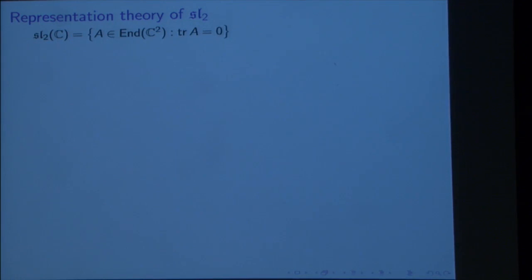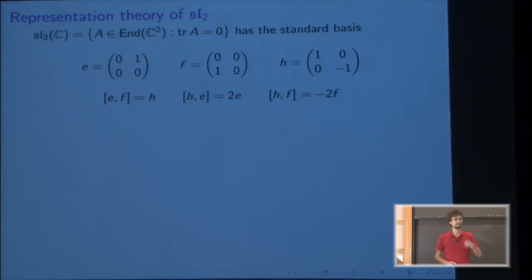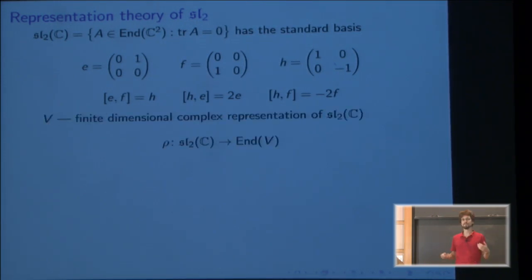So what is SL2? SL2 has 3 dimensions, spanned by these 3 vectors. That's the standard basis, E, F, and H. Essentially upper triangular, lower triangular, and diagonal matrices. And they fulfill some relations that give you the Lie algebra structure. Then what is a representation of such a thing? Well, a representation is a finite dimensional vector space, for me complex, so I'm always working over the complex numbers, and a map from SL2 into endomorphisms of that vector space.